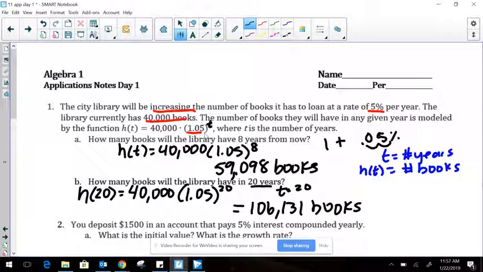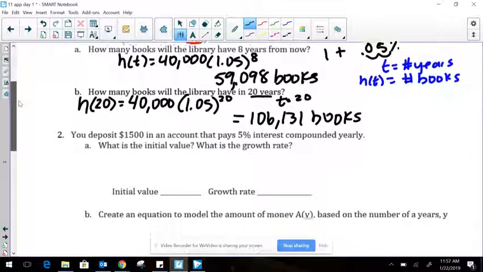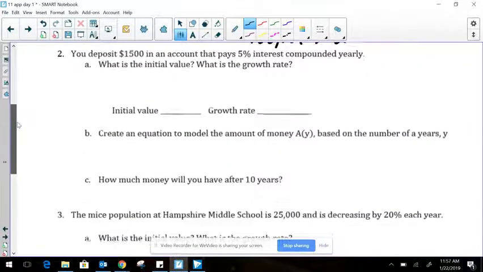Okay, so that's our basic warm-up with the equation already given. Now let me show you how you would actually write the equation. Okay, so we're depositing $1,500 into an account that pays 5% interest. All right, when I have interest, my money is getting bigger. So my growth rate or my growth factor, those are two ways to say it, should be greater than 1.